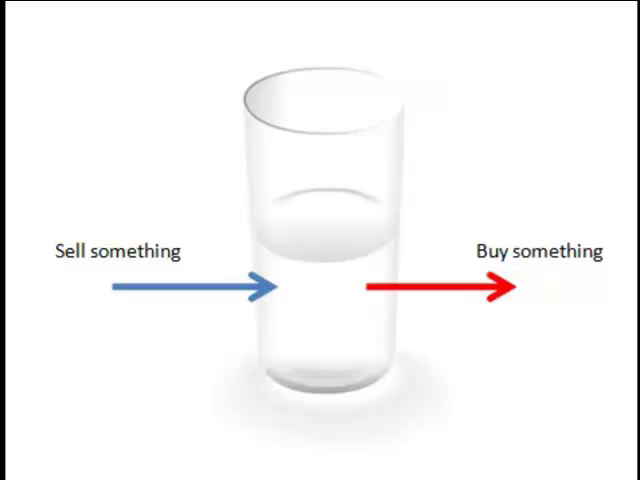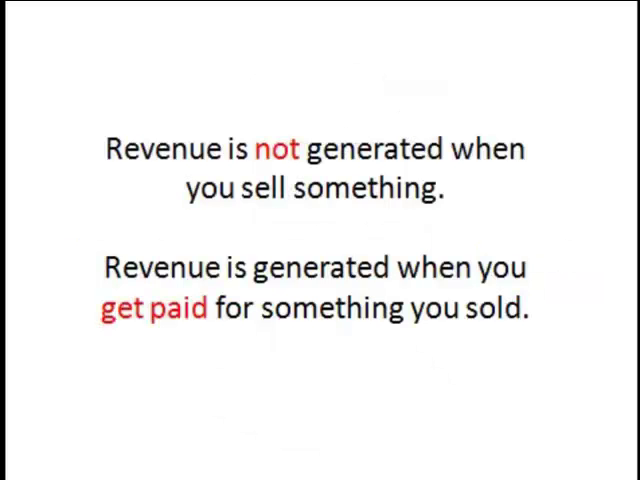So those are the two sides of cash flow, right? The money coming in, the money going out, or revenue and cost. Revenue is generated when you sell something, and costs are incurred when you buy something. But actually that's not exactly true, and this is probably one of the important points to note about revenue: revenue is not generated when you sell something. Revenue is generated when you get paid.